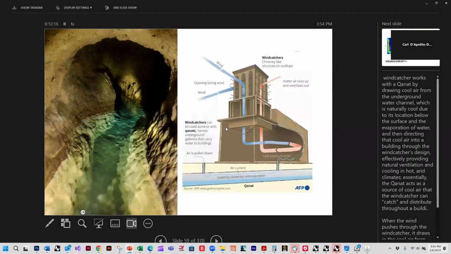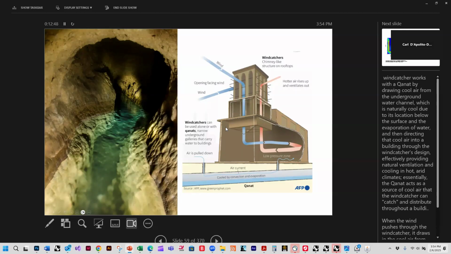And sometimes they're connected to these qanats, which are tubes underground filled with water. And basically, it's hot in here. So the hot air rises up, and that helps. The hot air rising also contributes to the way with the wind. So the wind and the hot air forces help each other.